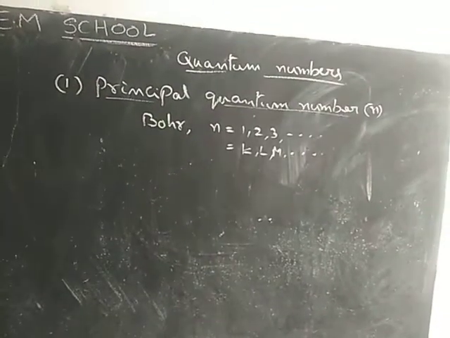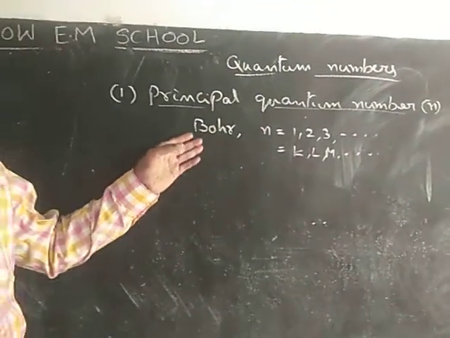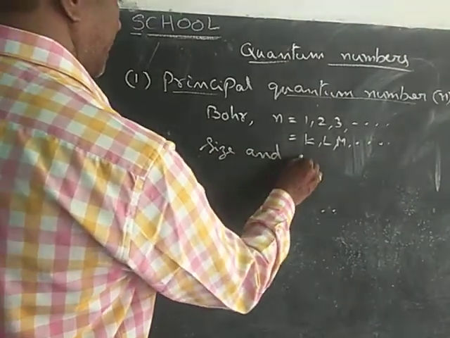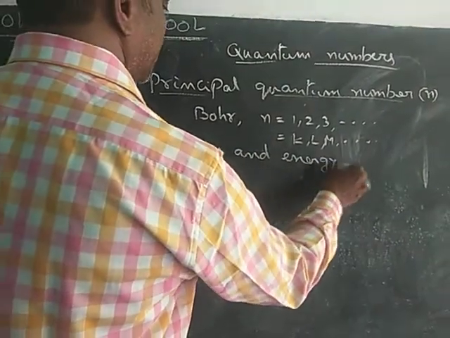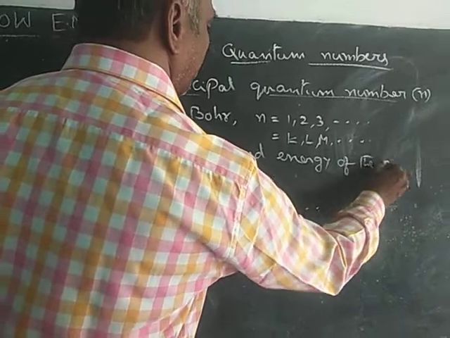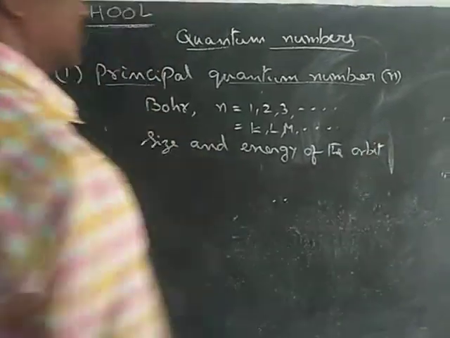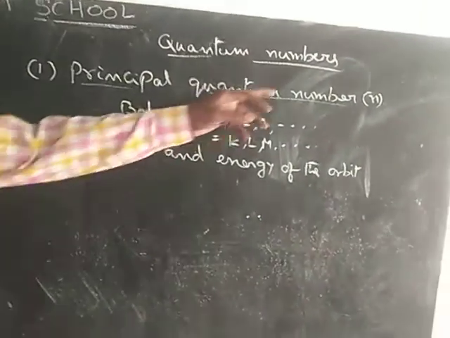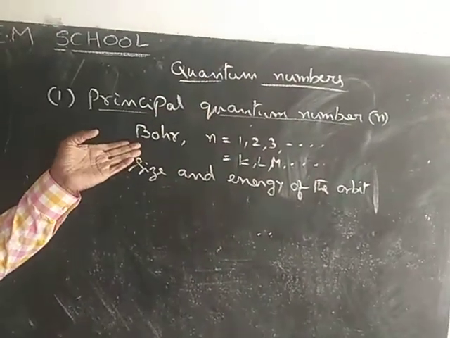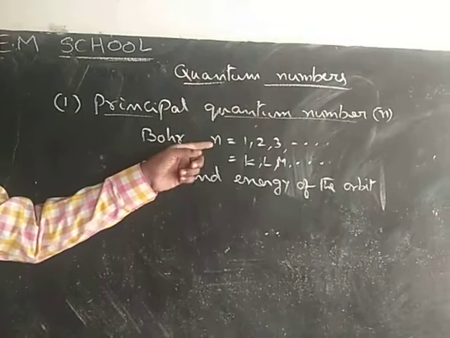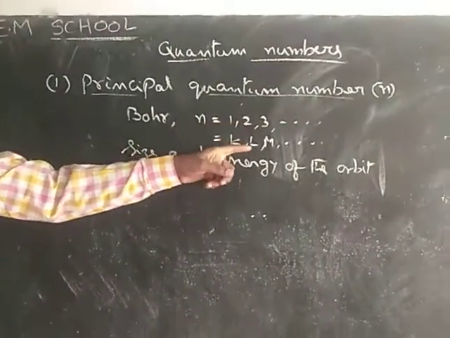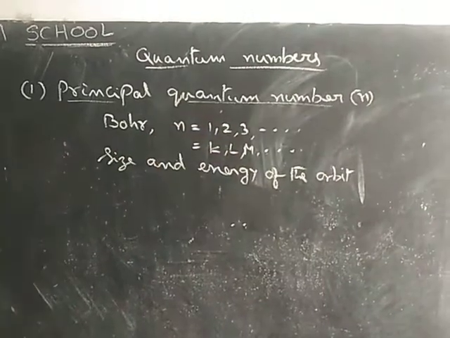What does this quantum number indicate? This principal quantum number indicates the size and energy of the orbit or shell. This is the principal quantum number, denoted by the letter N, suggested by the scientist Niels Bohr. N value 1, 2, 3, etc. N value 1 means K shell, 2 means L shell, 3 means M shell and so on.